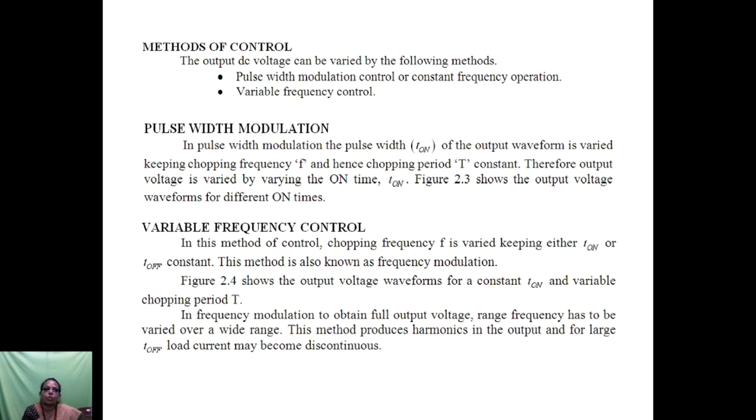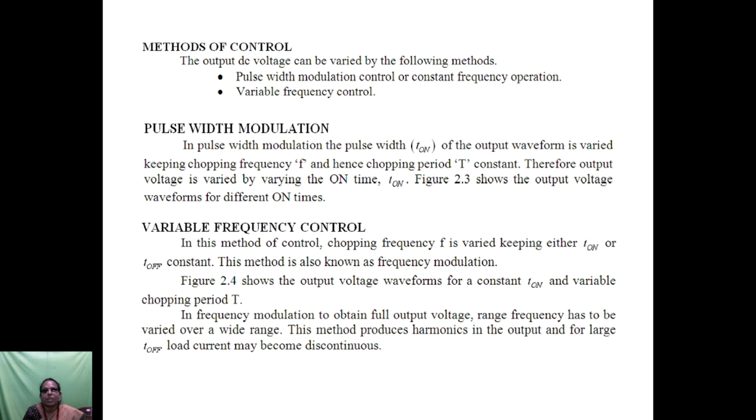So, methods of control. Here, two types. The output voltage can be varied by the following methods: pulse width modulation control, that is constant frequency operation, or variable frequency control. In pulse width modulation, the pulse width T on of the output waveform is varied, keeping the chopper frequency F and hence the chopping period T constant. Therefore, the output voltage is varied by varying the on time T on, as shown in the figure.